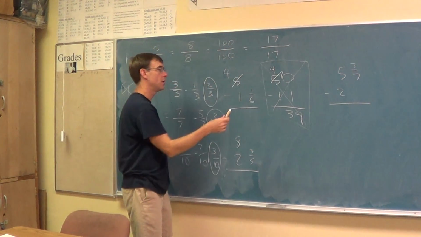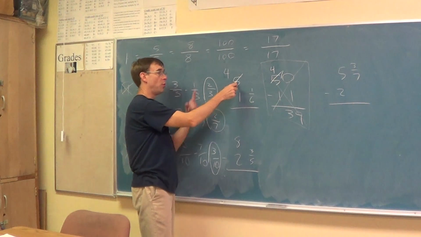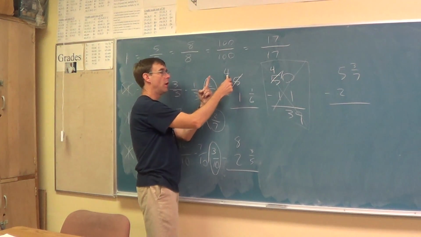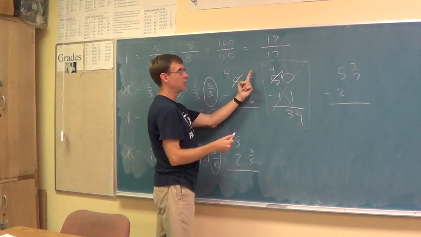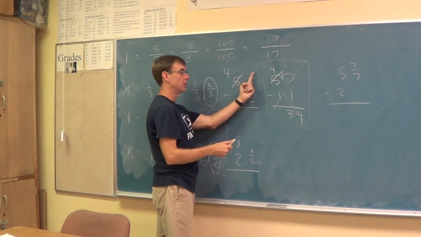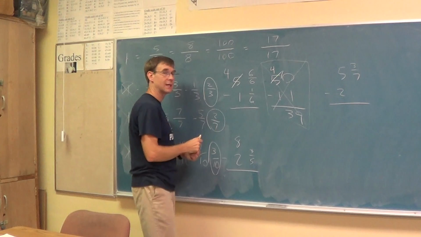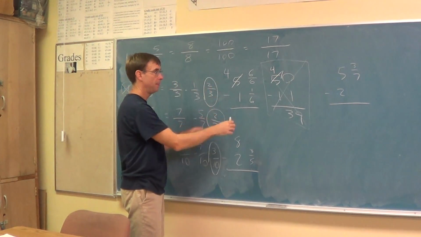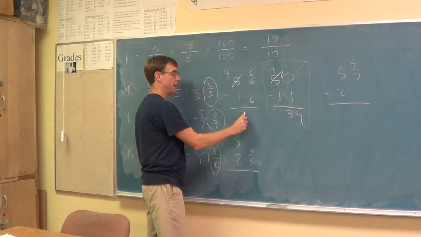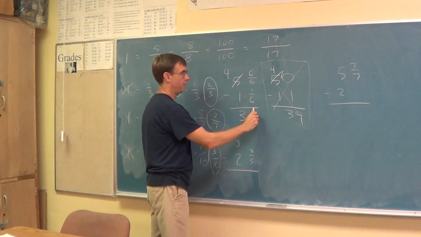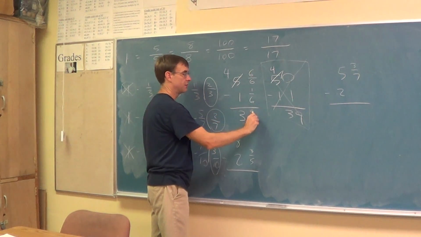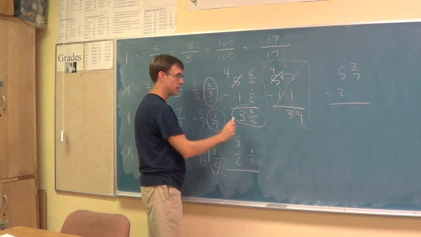And that's what we're going to do here. 5, we're going to borrow 1 to make 4. And that 1 is going to reappear over here as a fraction. Since we had 6 on the bottom, do 6/6. Now we can borrow. 4 minus 1 is 3. 6 minus 1 is 5. And you never change that bottom number.